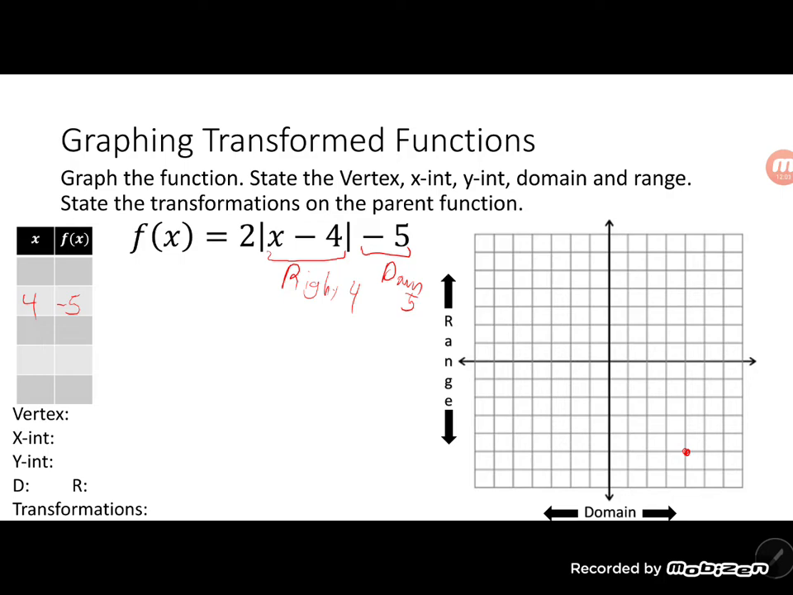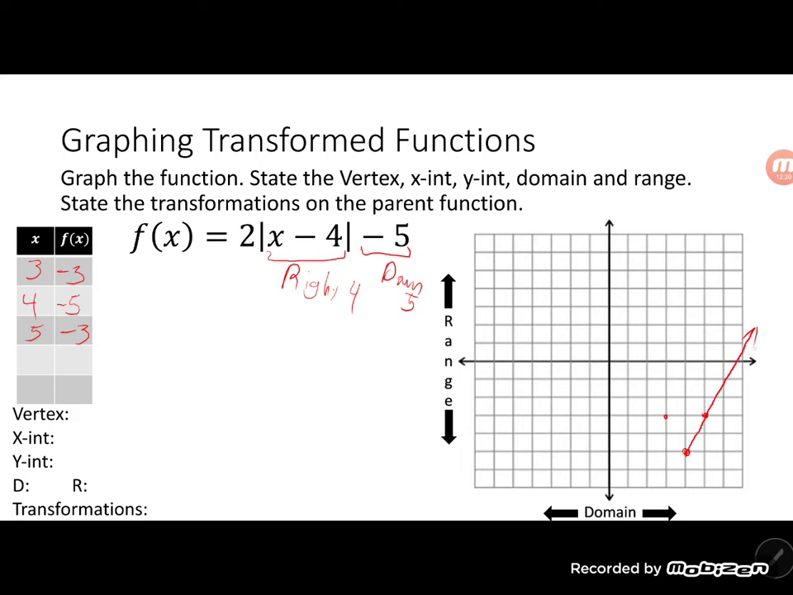Okay, now we want to find some points to the left and the right. We could choose 3 and 5. Those would be to the left and right of it. We plug in 3. And doing some mental math, we see that's going to equal negative 3. We plug in 5, and again, doing some mental math, we're going to see that that is equal to negative 3 again. Which is good, because that means that we are seeing some symmetry in this. This indeed is the vertex.